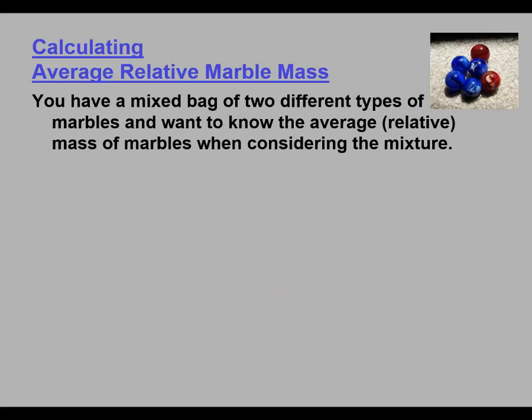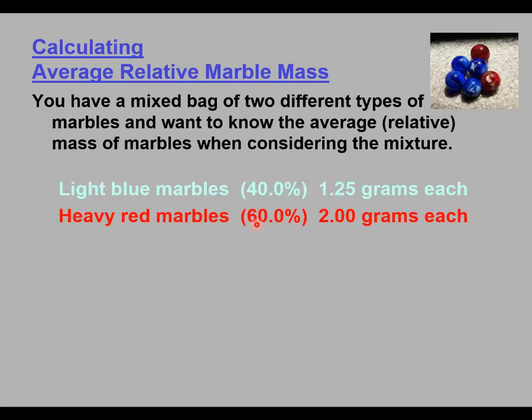So I have two marbles in my mixture. There's going to be a lighter marble and a heavier marble. The first lighter marbles, let's say they're light blue in color, are going to be present as 40% of the marbles in my bag, and each marble weighs about 1.25 grams. Now I'm going to have a heavier set of red marbles. These red marbles consist of 60%, let's say, of my marbles in my bag, and they weigh 2 grams each. So let's see what the relative mass would be.